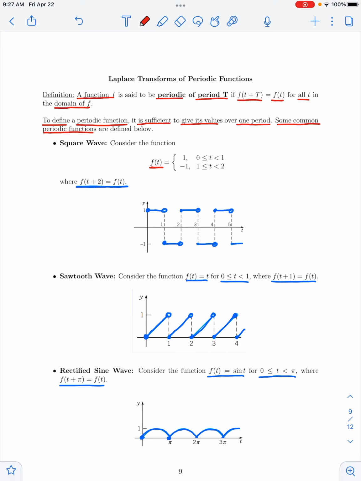For instance, for the square wave, we would have the initial values on the interval from 0 to 2. For this sawtooth wave, we would have the initial values on the interval from 0 to 1. Or for the rectified sine wave, we would have the initial values from 0 to pi. And that is what we are denoting as this f with the subscript T of t. It's one window of this periodic function.